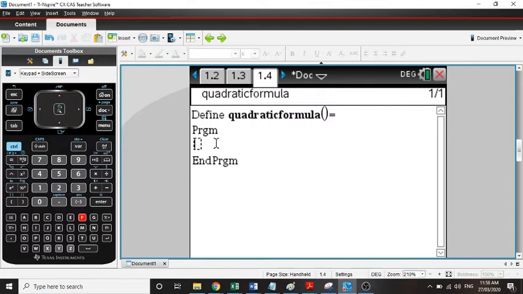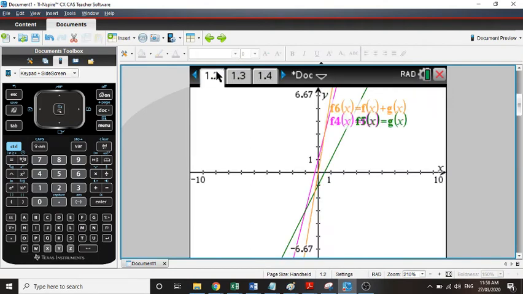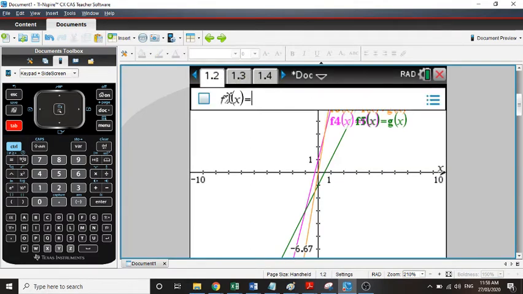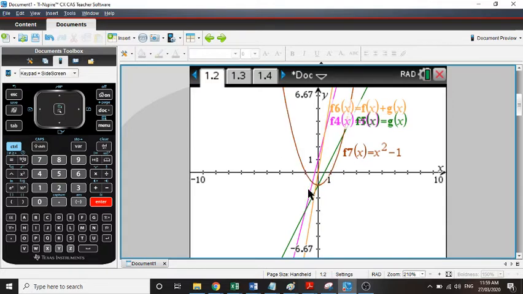All right, that works. Now the quadratic formula is something you should have learned last year. But if you didn't, that's okay. Basically, what we want is a formula that defines the x-intercepts of a parabola. So let's say we go back to our graph page, and we have x squared minus 1. We see our x-intercepts. What the quadratic formula does is allow us to find this value and this value here.